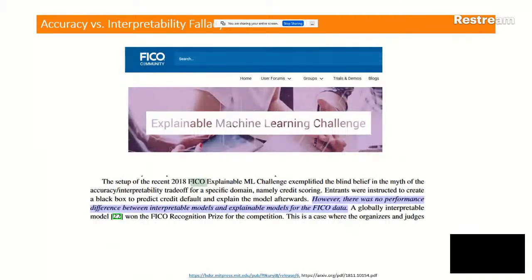So in 2018, there was this competition by FICO. FICO is a financial company here in the US, maybe globally as well. They had an explainable machine learning challenge, and what they did was they provided a tabular data set and asked the participants to create these black box, very highly complex machine learning models. At the end of the competition, what they found was there was no performance difference between the interpretable models, meaning less complex models, and these highly complex models.